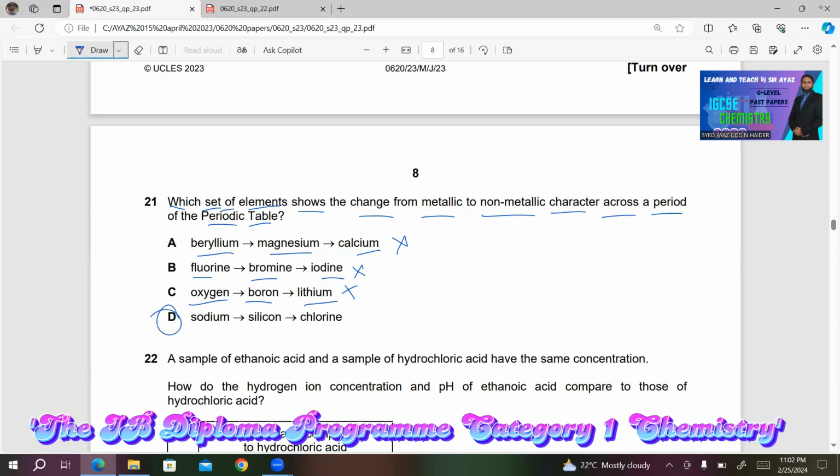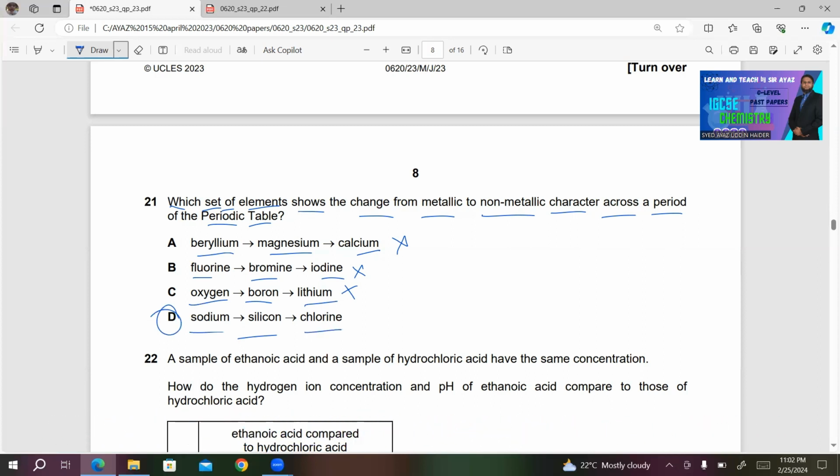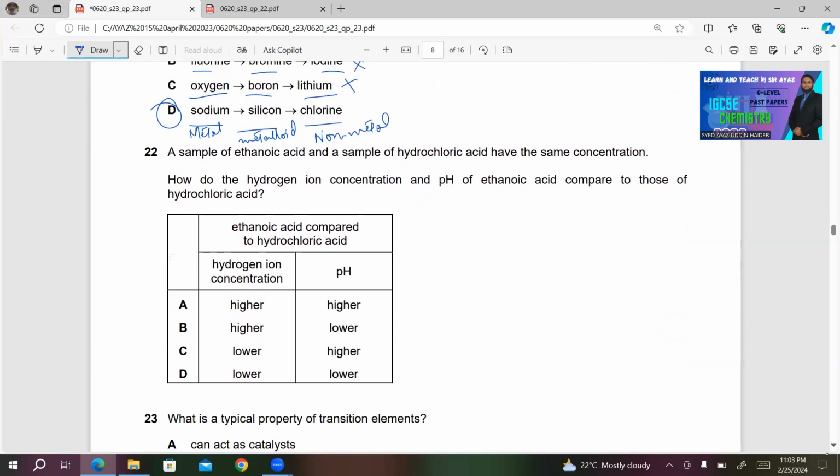D must be the right answer. Sodium, silicon, chlorine. As you can see, sodium is a metal here and chlorine is a non-metal. Silicon is between metal and non-metal, usually known as a metalloid. So D will be the right answer for this question.